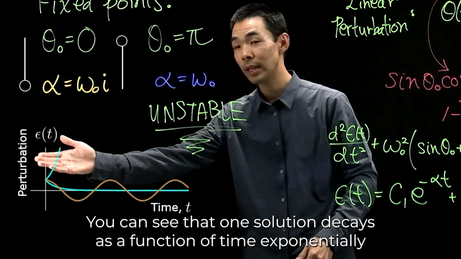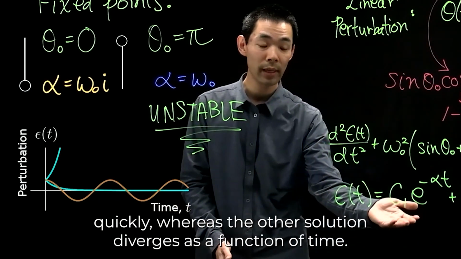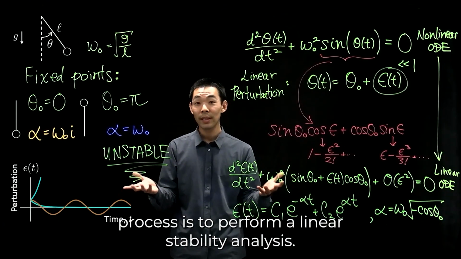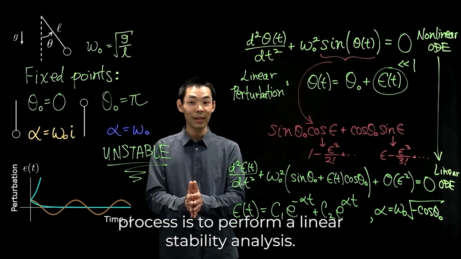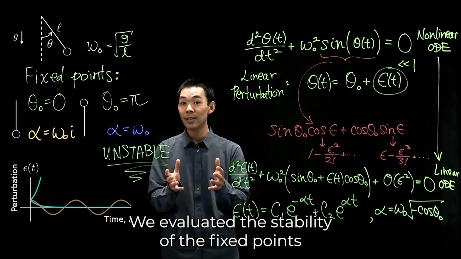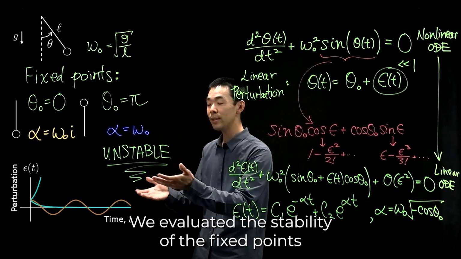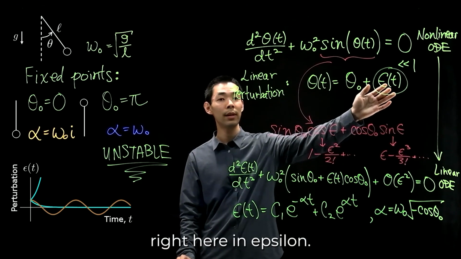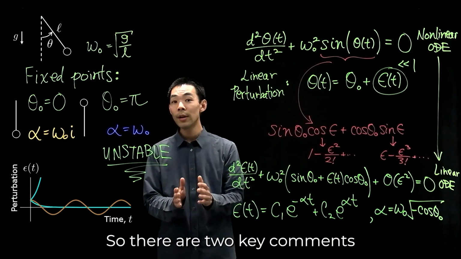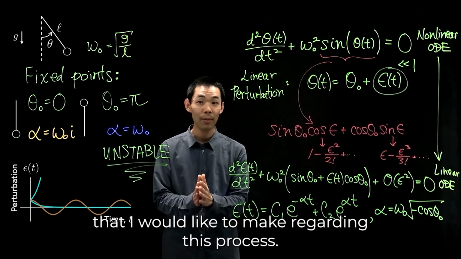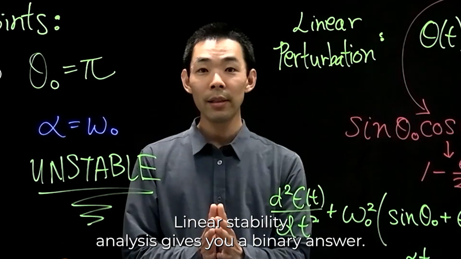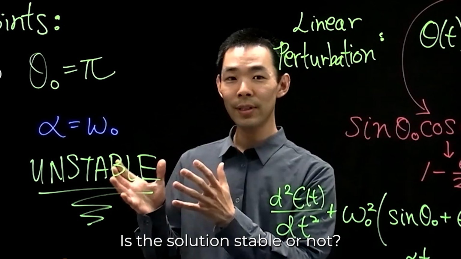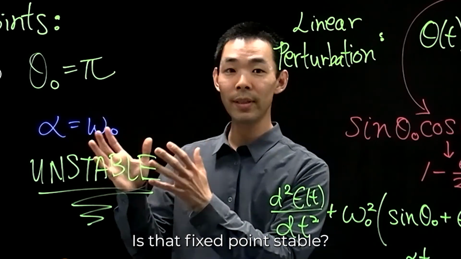You can see that one solution decays as a function of time exponentially quickly, whereas the other solution diverges as a function of time. What we just did in this process is to perform a linear stability analysis. We evaluated the stability of the fixed points to a solution to linear perturbations right here in epsilon. So there are two key comments that I would like to make regarding this process. Linear stability analysis gives you a binary answer. Is the solution stable or not? Is that fixed point stable?